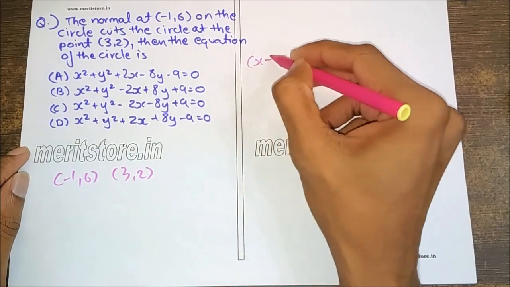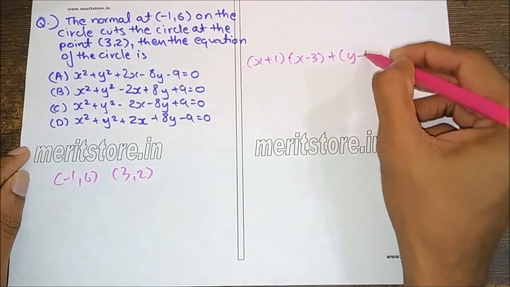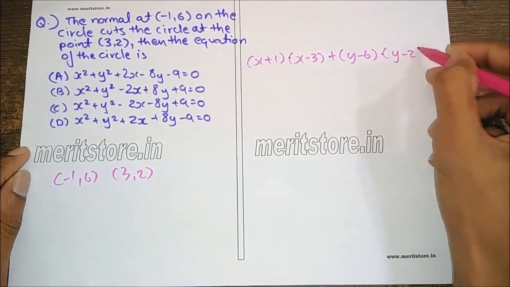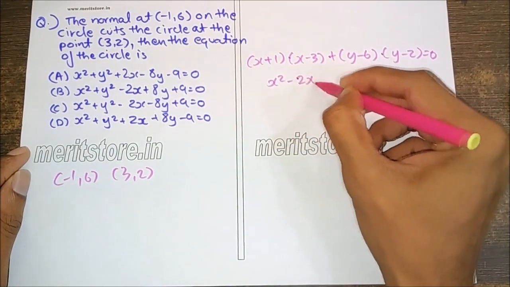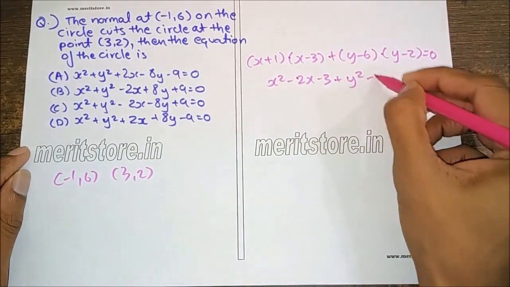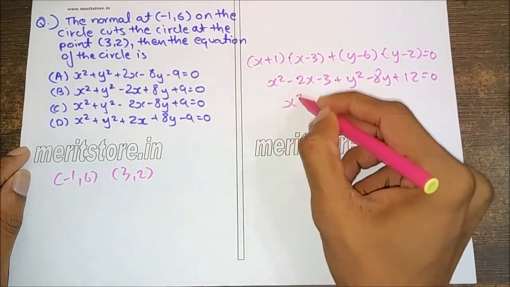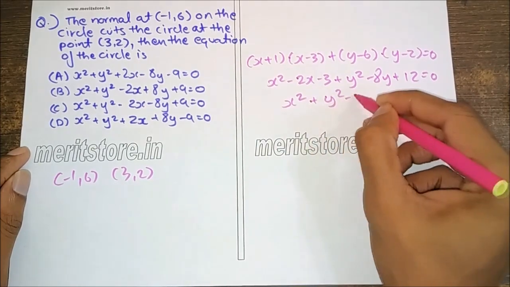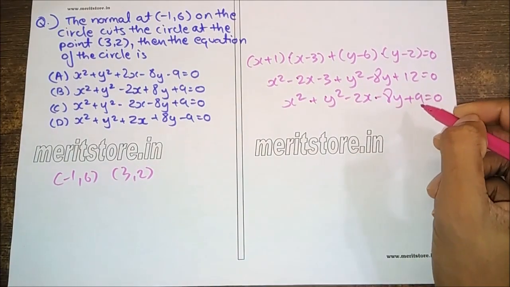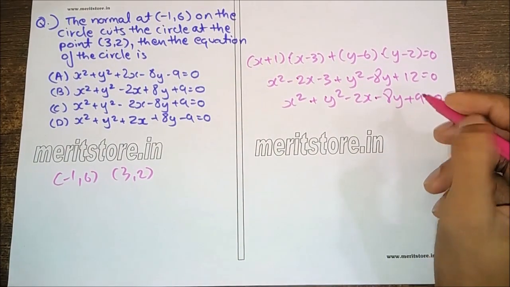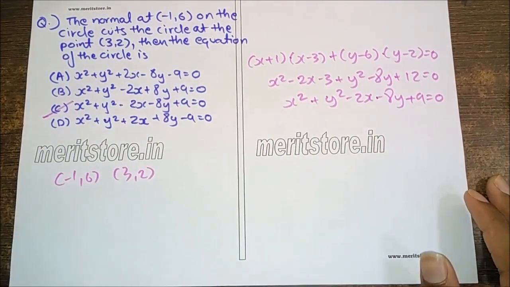Therefore, (x plus 1) into (x minus 3) plus (y minus 6) into (y minus 2) equal to 0. For the solving, we get x square minus 2x minus 3 plus y square minus 8y plus 12 equal to 0. For the solving, we get x square plus y square minus 2x minus 8y plus 9 equal to 0. Which is, we see our answer matches with option C. Therefore, option C is the correct answer.